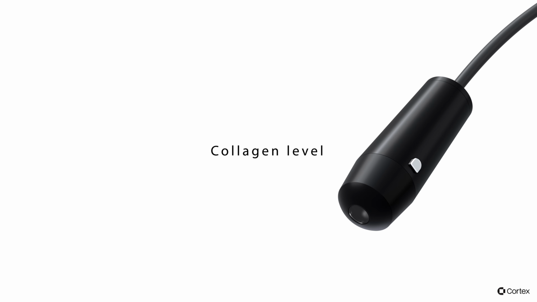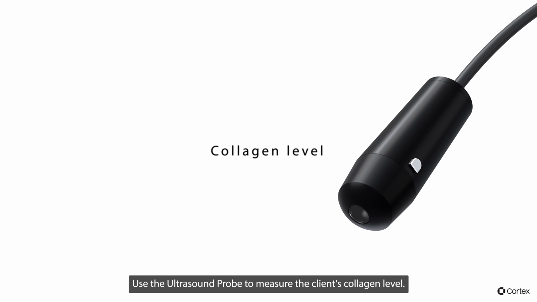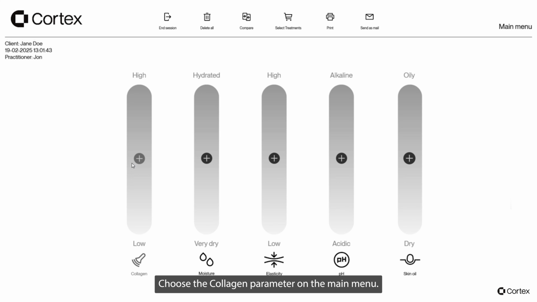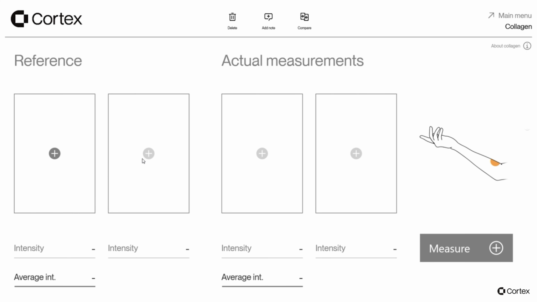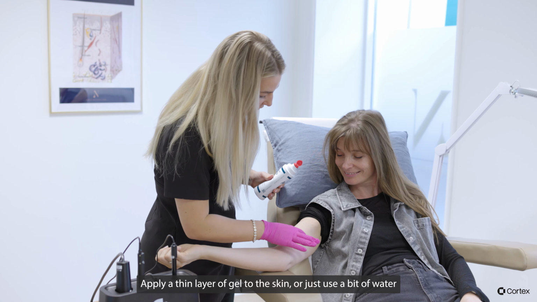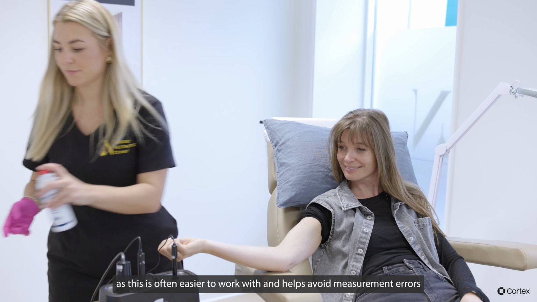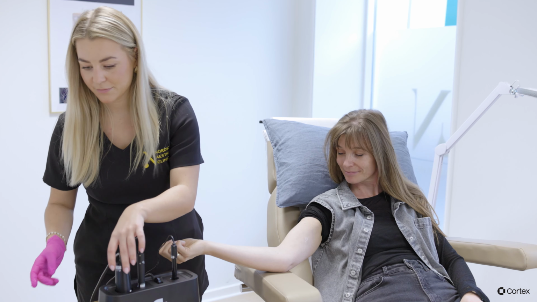Measurement of collagen level. Use the ultrasound probe to measure the client's collagen level. Choose the collagen parameter on the main menu. Apply a thin layer of gel to the skin, or just use a bit of water, as this is often easier to work with and helps avoid measurement errors caused by too much gel.